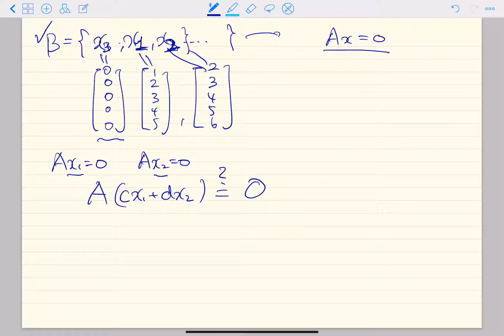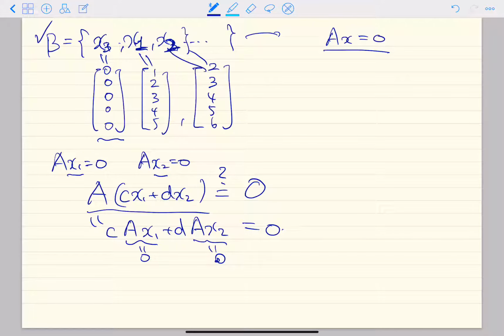So we can easily rewrite this as c times Ax1 plus d times Ax2, and then this guy is 0, this guy is 0, right? And so this will always produce 0, right? So in other words, in our null space, or the set of entire solutions of the homogeneous linear system, we freely choose any of these 2 solutions and then perform the linear combinations, and then that will be a solution of our homogeneous linear system as well, okay?